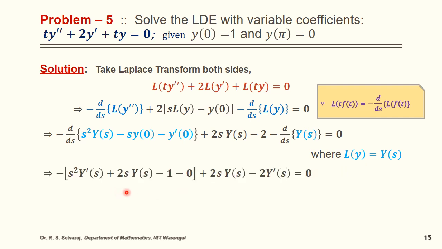And now make use of the initial condition and substitute that. We can simplify and we will get Y dash of s, that is capital Y dash of s, equal to minus 1 divided by s square plus 1. You can pause this video here and verify yourself that this is the expression you get.